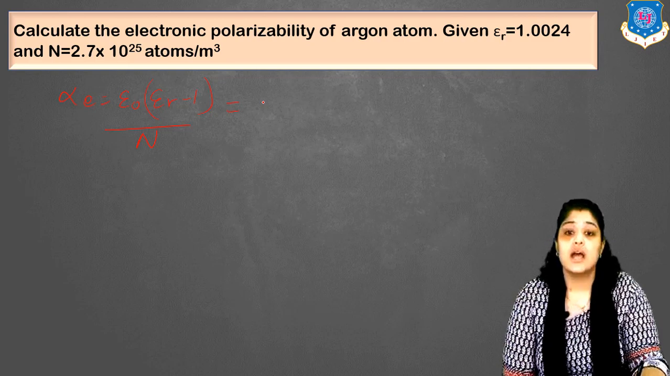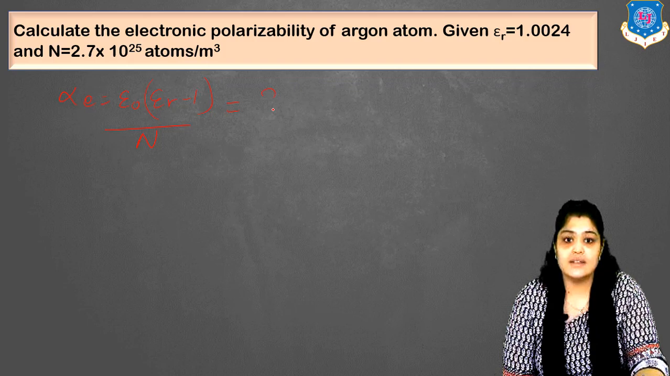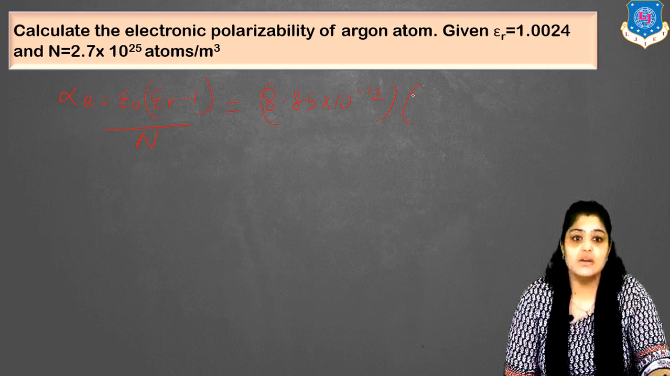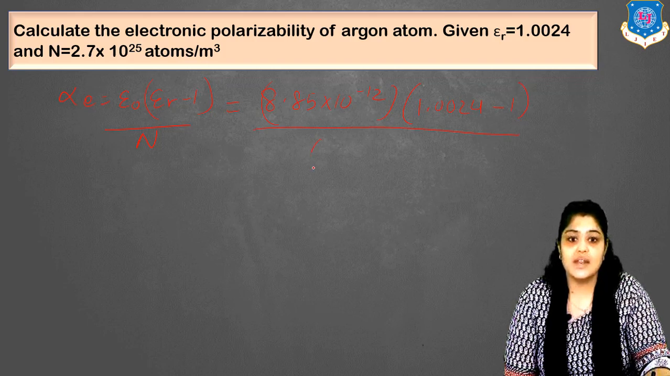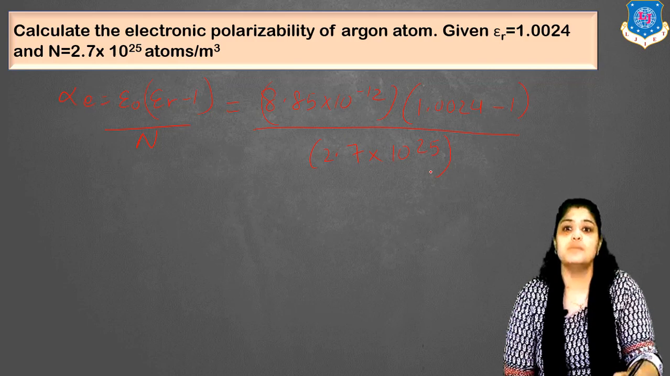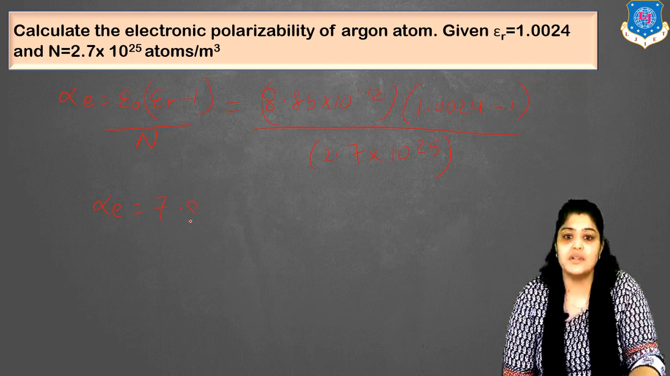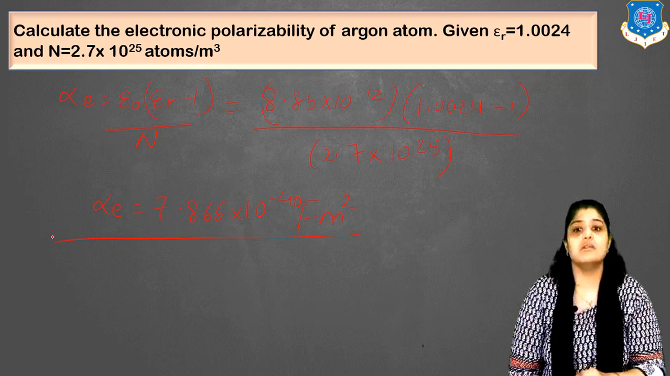So I know the value of epsilon naught, that is 8.85 into 10 raised to minus 12. So this is in one bracket. Multiply by epsilon r minus 1, that is 1.0024 minus 1, upon n, which is given as 2.7 into 10 raised to 25 atoms per meter cube. So solving this, you get the value of alpha E as 7.866 into 10 raised to minus 40. Do not forget to write the unit as farad meter square.